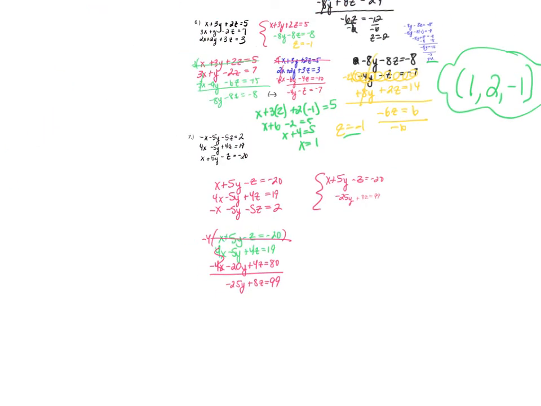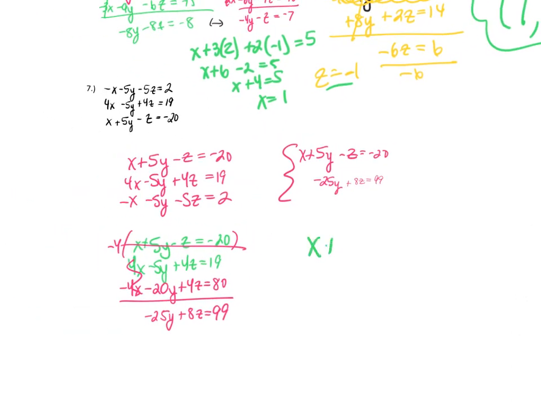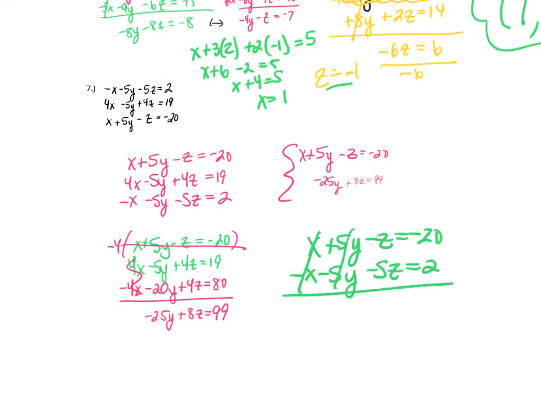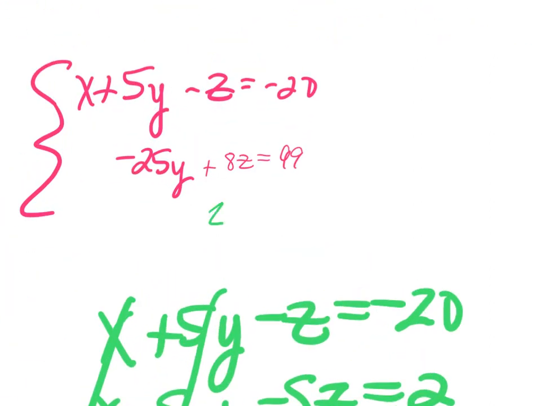Now we're going to take first and third, eliminate x's. So x plus 5y minus z equals negative 20. Negative x minus 5y minus 5z equals 2. X's cancel out, y's cancel out. You have negative 6z equals negative 18. Divide by negative 6, and z equals 3. Okay, so now we found out that z equals 3.